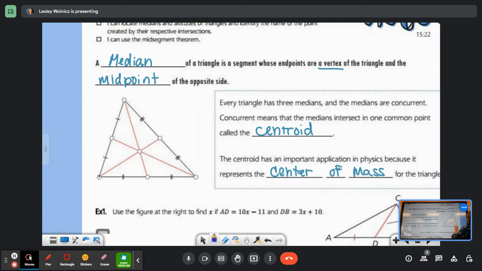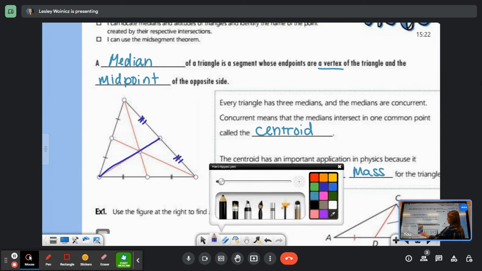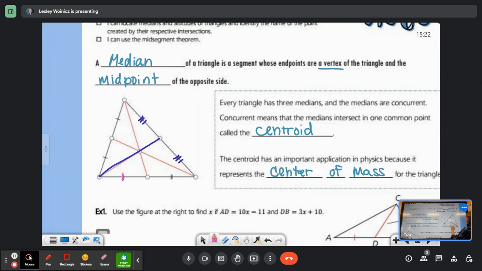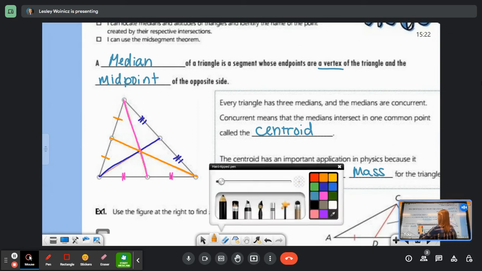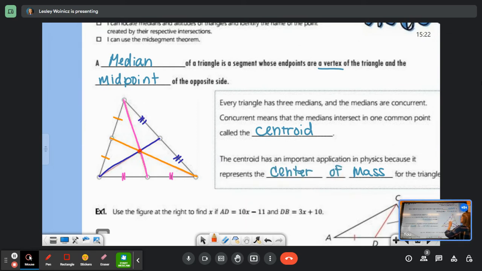I have my three medians. Okay, this one goes from the midpoint of that side. Okay, this one goes from the midpoint of that side to its opposite vertex, and this one goes from the midpoint of this last side to its opposite vertex. Okay, those are our three medians, and the place where they intersect is the centroid.